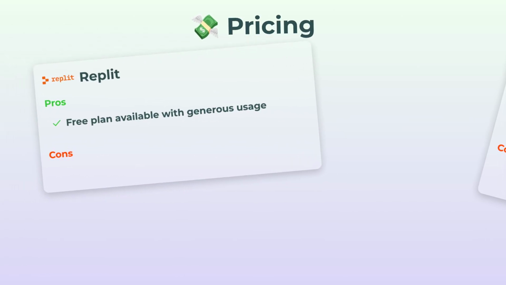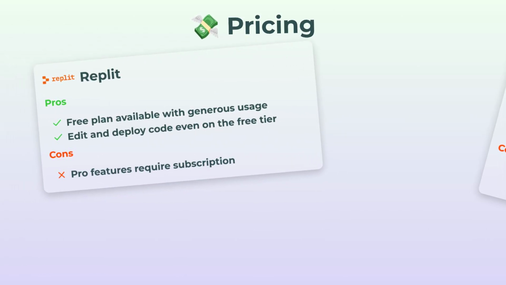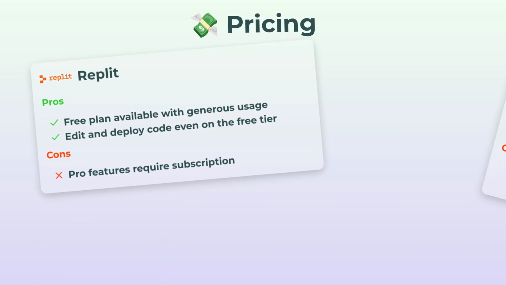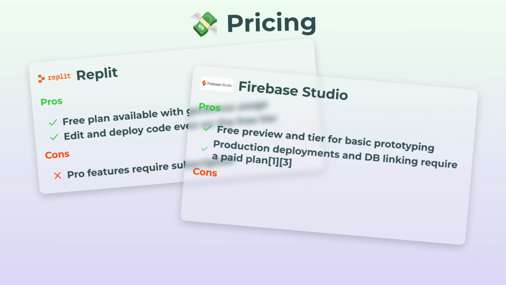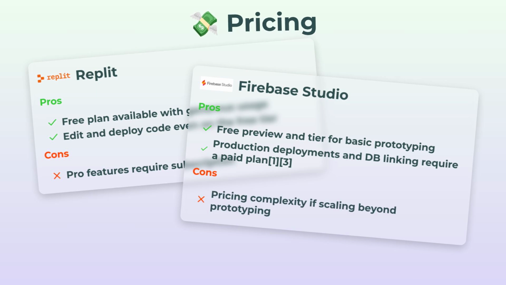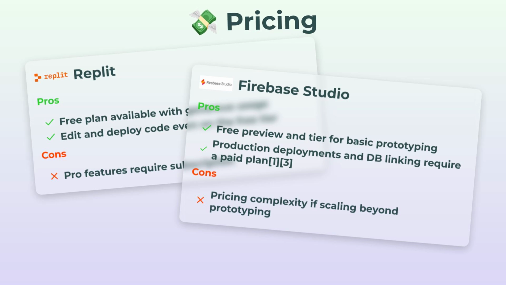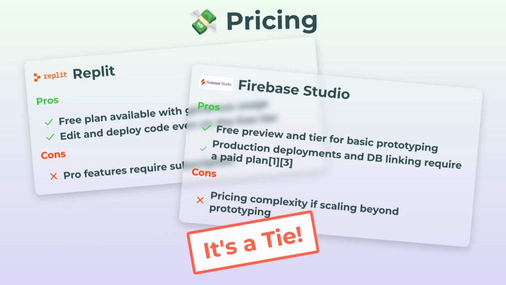Last but not least, pricing. Replit's got a sweet free tier so you can edit and deploy code as much as you like up to a point. You'll need a subscription for any premium juice though. Firebase Studio has a free preview and tier for basic prototyping, but once you get serious with DBs or production hosting, you'll need a paid plan. Pricing can jump up in complexity too, especially if you're scaling. So both offer free entry, both ask for cash if you want to do more. This one's a tie.